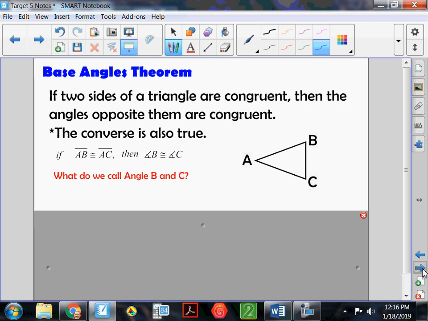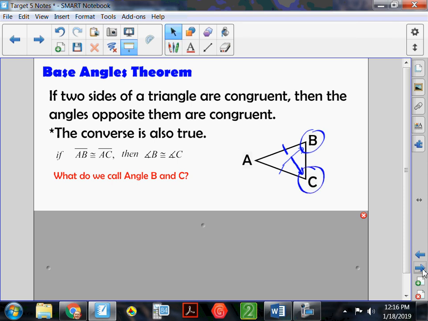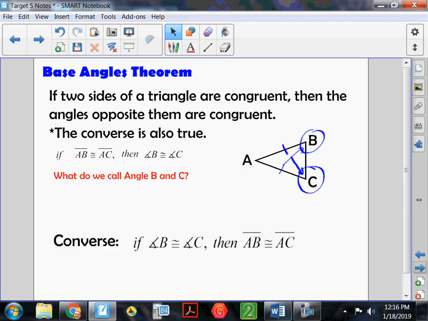It says if two sides of a triangle are congruent, so for example AB and AC are congruent, then the angles opposite them, or across from them, are also congruent. So angle B and angle C would be congruent. The converse is also true. If you know the two angles are congruent, then you can say the two sides are congruent.